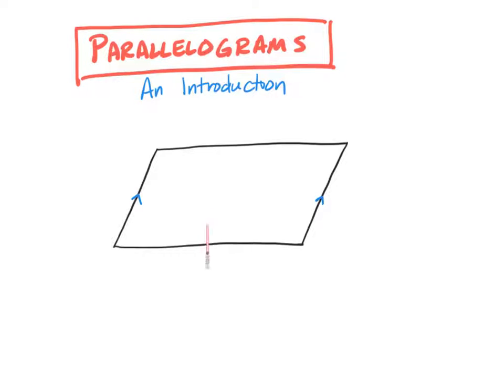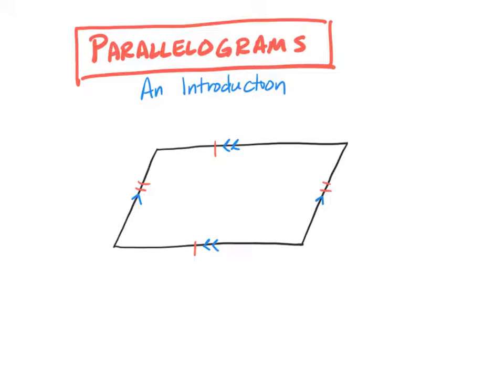Also, the other opposite sides are also parallel. You can't put one arrow because that would show that they're parallel to all three, and it's not. So these two are parallel to each other. So opposite sides are parallel. They're also congruent, which means they're equal. So those sides are congruent, and these sides are congruent, which means they have equal lengths.